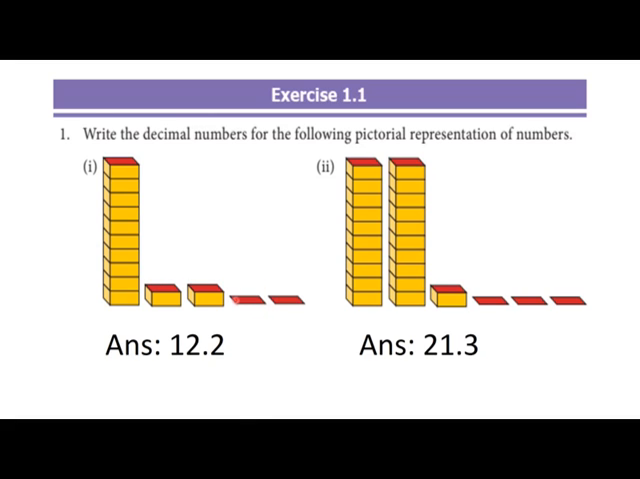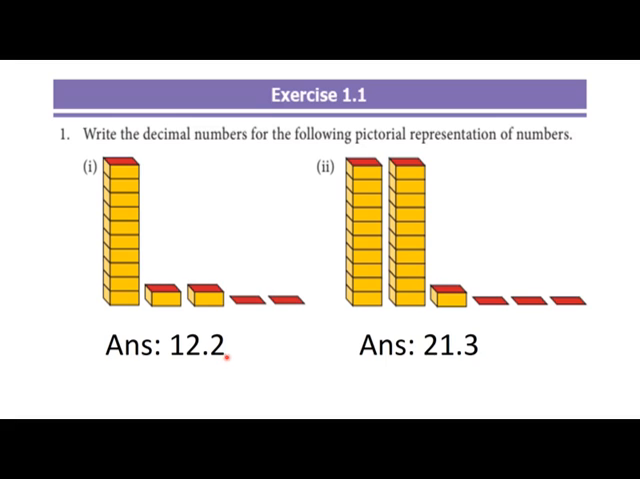And the square sheet shape represents the tenths place. Here 2 papers are there, that is 2 shapes. So you have to write 0.2, because this is the tenths place after the decimal. So you have to put a decimal point and then write 2. So the answer is 12.2.